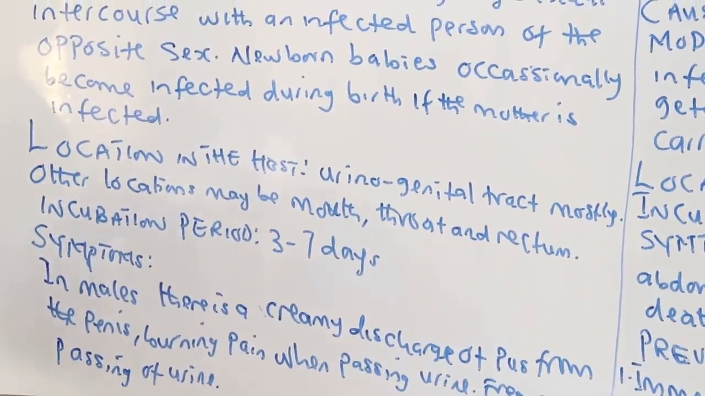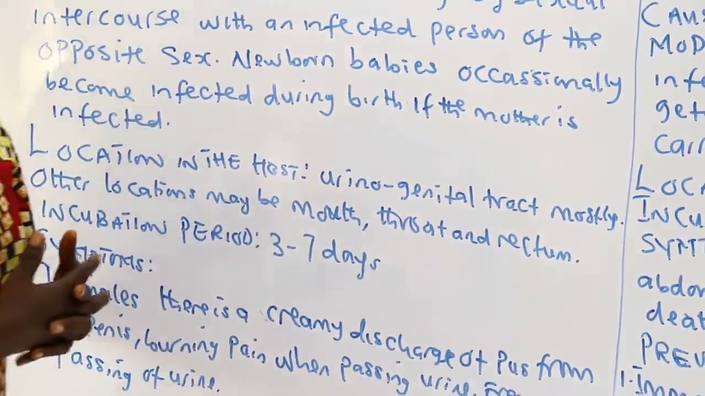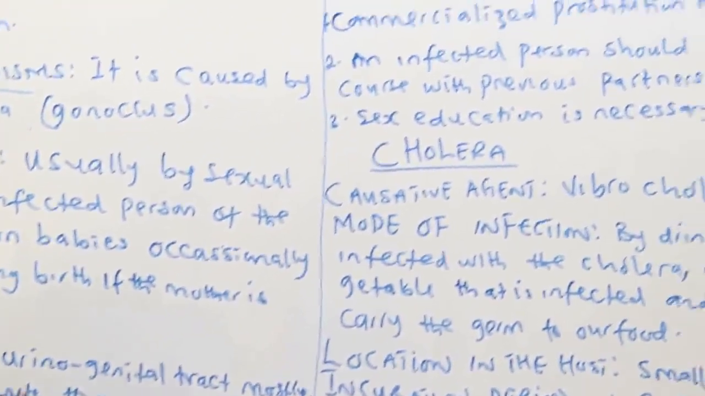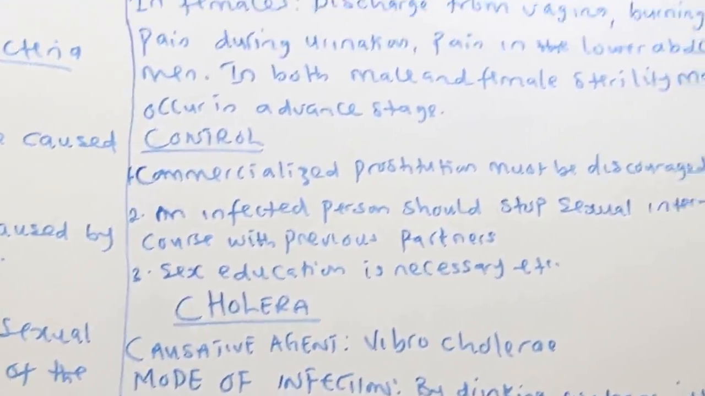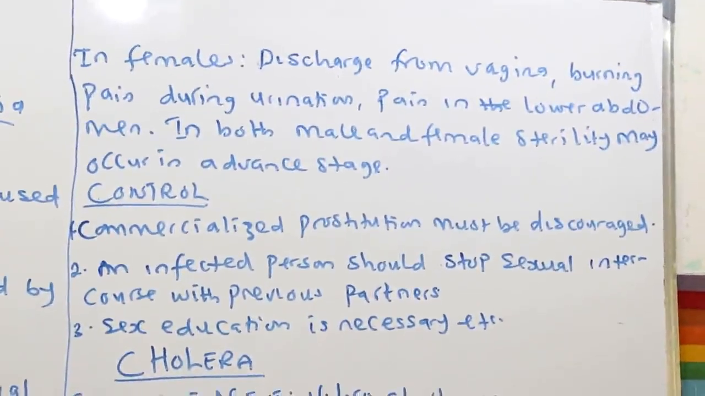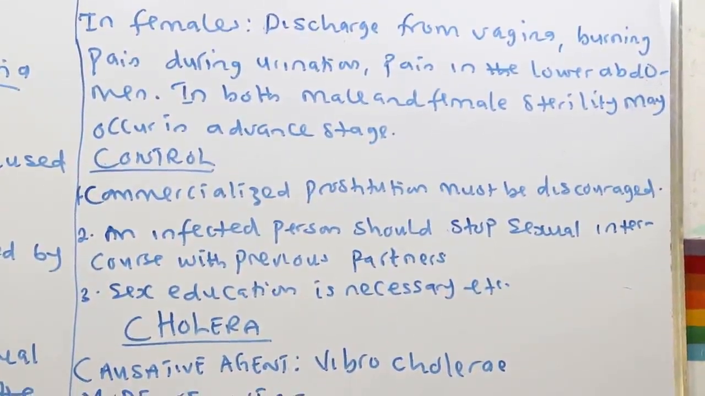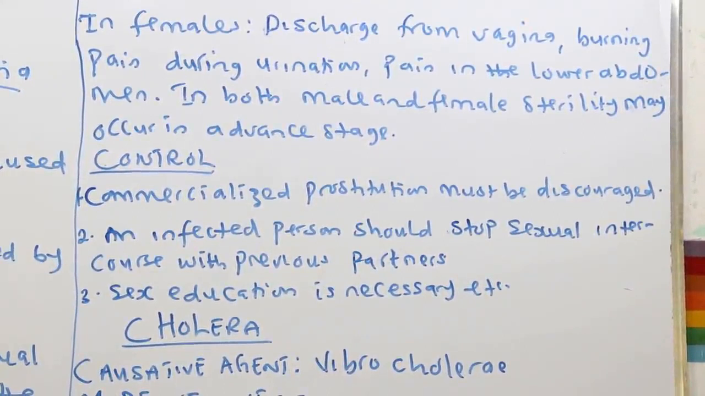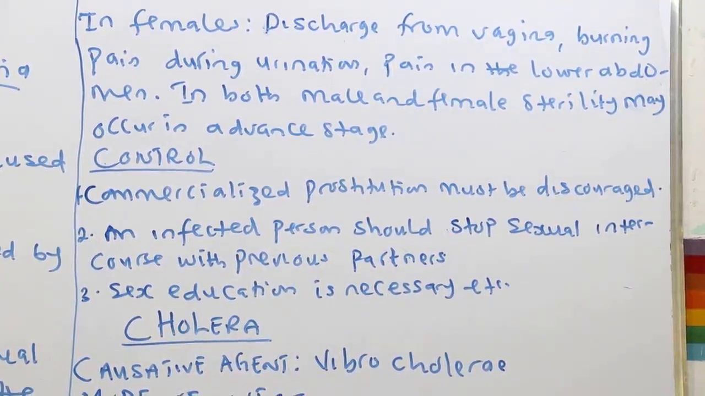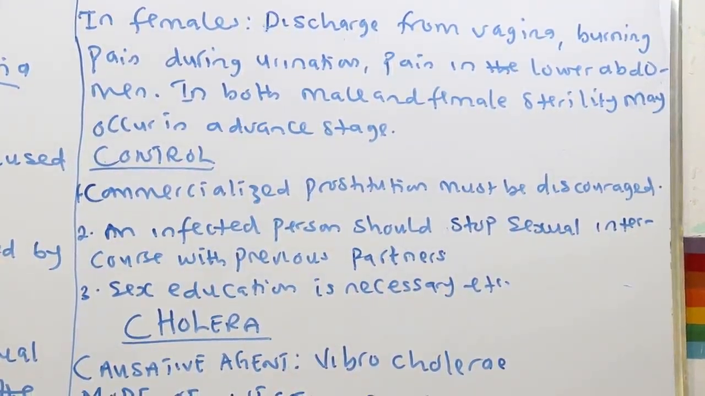You urinate more frequently. And then in female, we have symptoms like discharge from the vagina. We also have burning pain when the person infected is passing out urine. And then we also have pains in the lower abdomen of the infected person. In advanced or severe cases, in both male and female, it can lead to sterility. That's the inability of the person to reproduce.